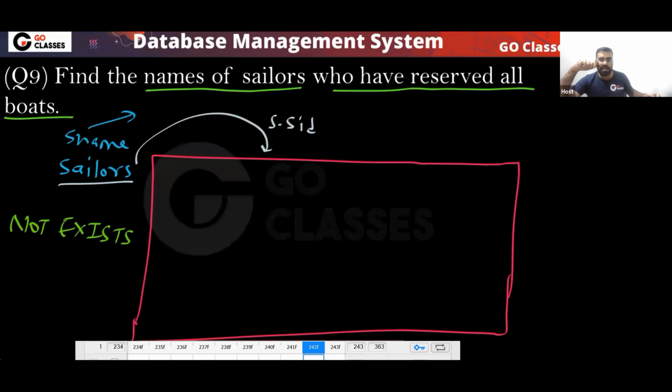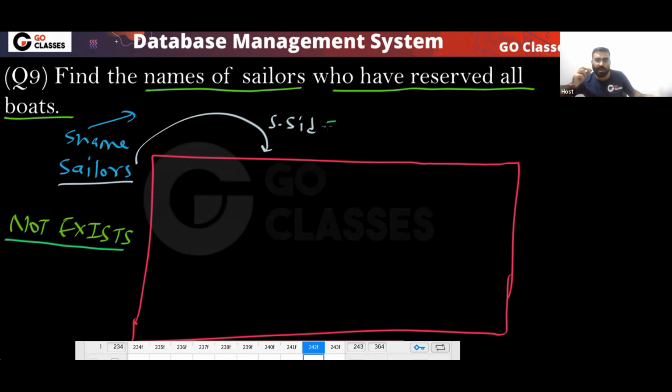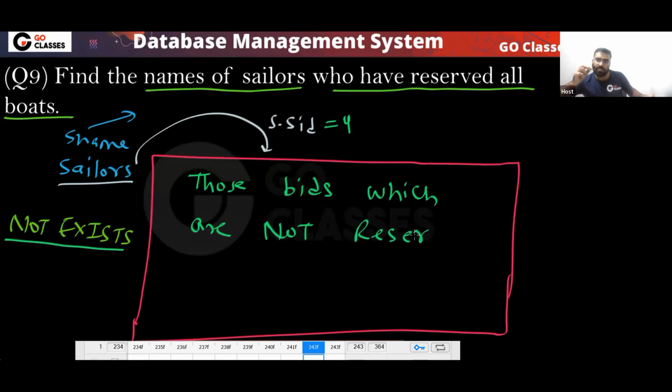Just think about the idea. Again, I will go step by step. See, what I will do, I will find those BIDs which are not reserved by s.sid equal to 4. Agree? Yes or no? And for this I will put NOT EXISTS. Those are the BIDs I want to find.